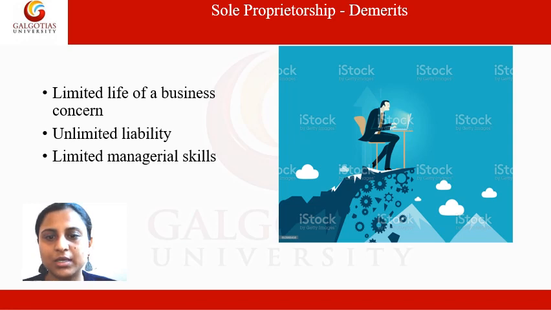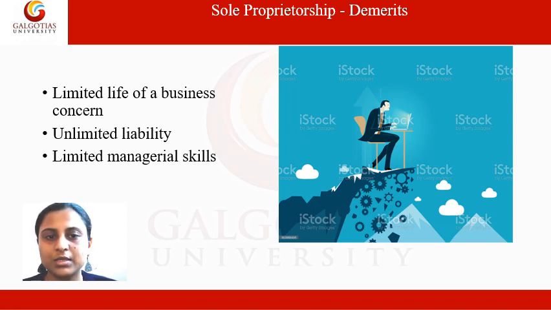Next limitation is unlimited liability. In the sole proprietorship form of business, a major disadvantage is that the owner has unlimited liability. So suppose the business fails, the creditors can recover their dues not merely from the business assets but also from the personal assets of the proprietor.